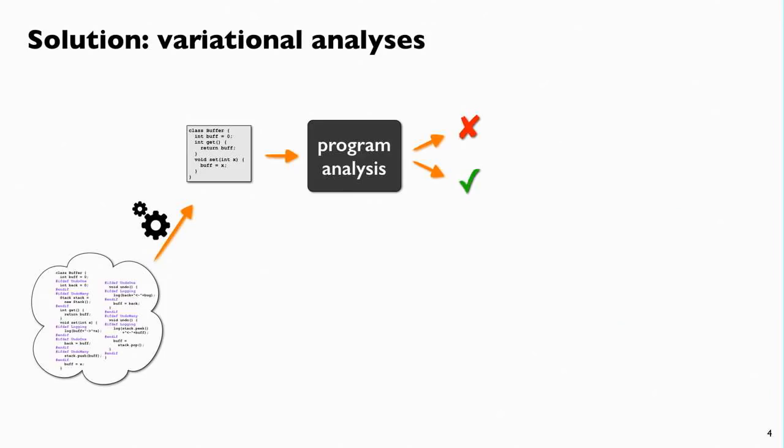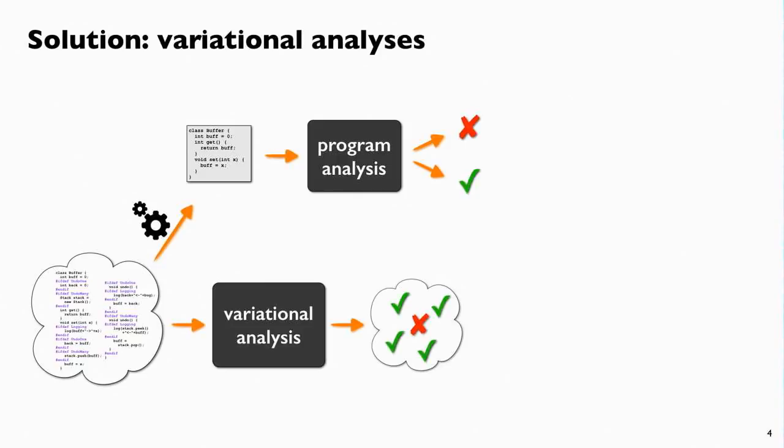So the solution to this problem is something that we call a variational analysis. What we do is we instead evaluate the configurable code base directly, and we call this a variational analysis. And what this gives us is a variational result. The key thing here is that this variational result conceptually represents the result for all of the configurations that can be generated from this program.